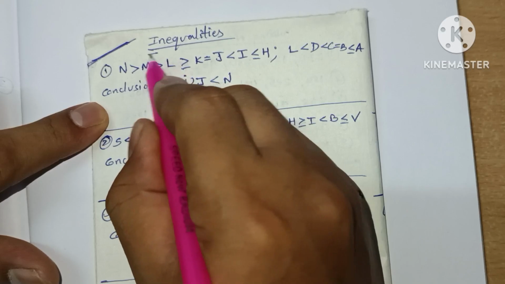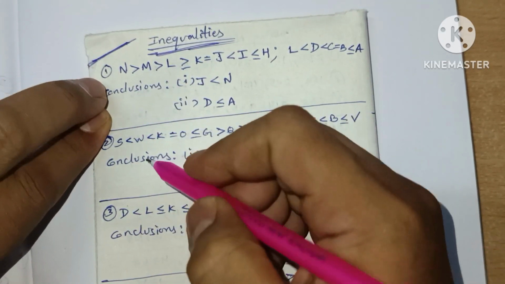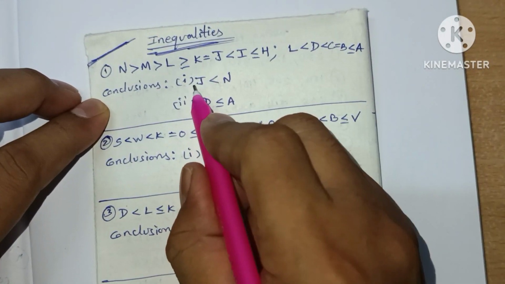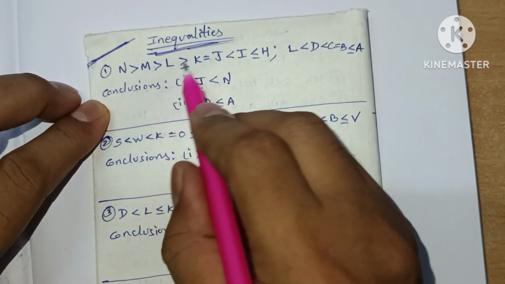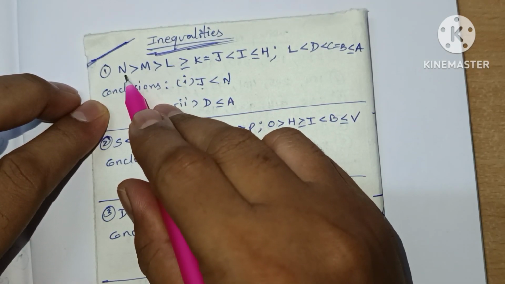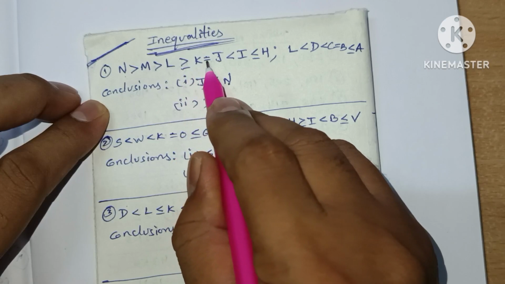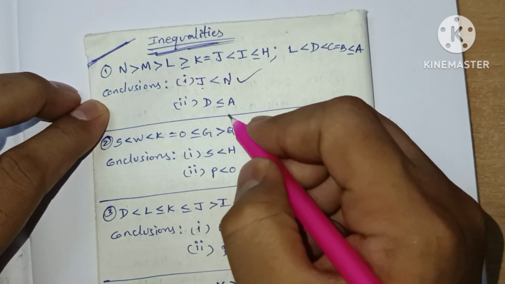Now we are going to see inequalities. For inequalities, we will go through the questions directly. First conclusion, the flow from N to J. Here it is N. From N there is flow up to J, so it is true.